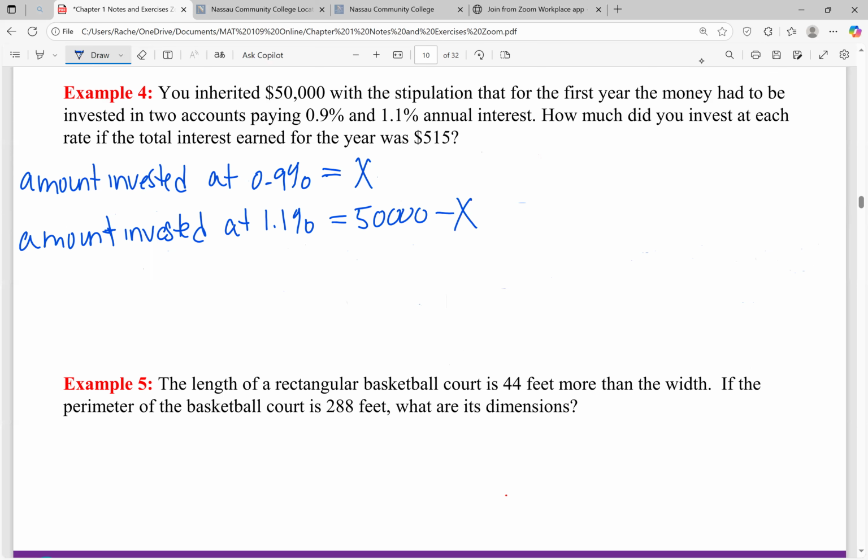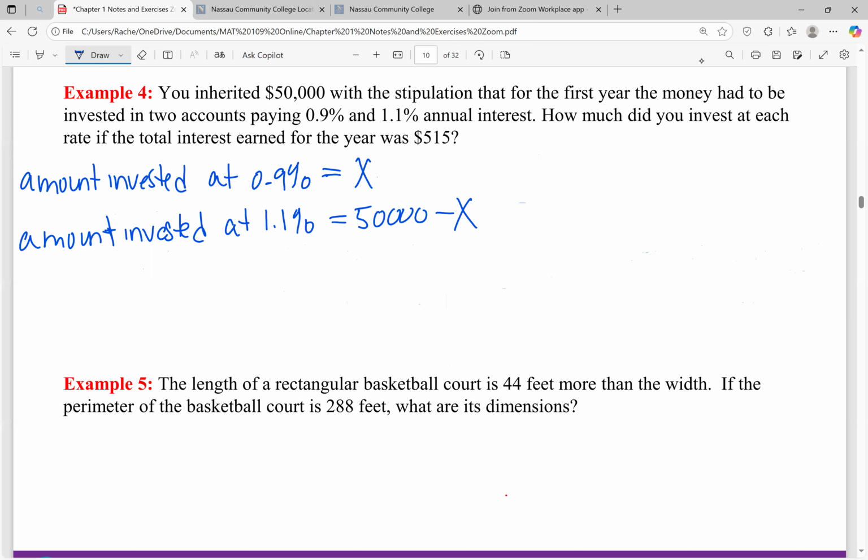Now, I know that the interest I got from the account that earns 0.9%, plus the interest from the second account at 1.1%, if I add those two amounts of interest from both accounts, it should total $515. Now, how do we take a percentage of an amount? Well, we multiply the percent by the amount, but we have to change the percent to a decimal first.